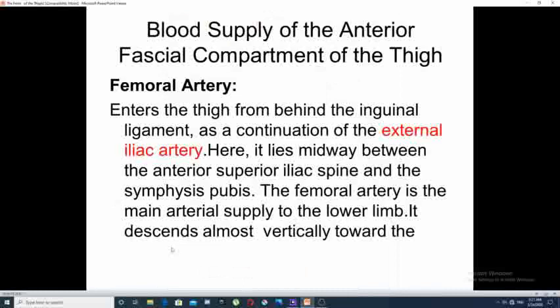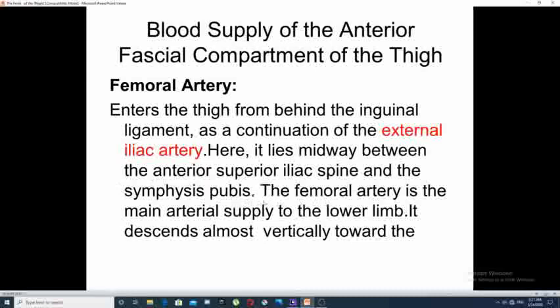Blood supply to the anterior fascial compartment of the thigh. Femoral artery. It enters the thigh from behind the inguinal ligament as a continuation of the external iliac artery, and here it lies midway between the anterior superior iliac spine and the symphysis pubis.